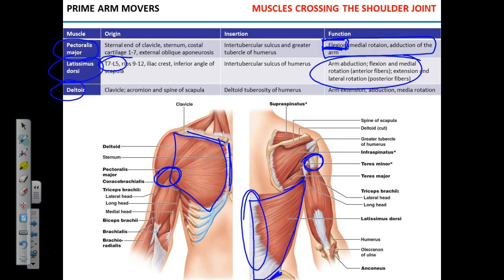Deltoid muscle, the shoulder muscle. The origin is at the clavicle and scapula. The insertion is in the humerus. So what it does, it extends the arm and abducts the arm.